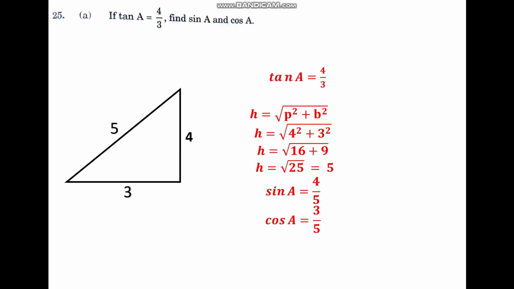Next, question number 25. If tan A equals 4 by 3, that means perpendicular by base, then the hypotenuse will be root 25, which is 5. And sin A, we know, will be 4 upon 5, and similarly cos A will be 3 upon 5.